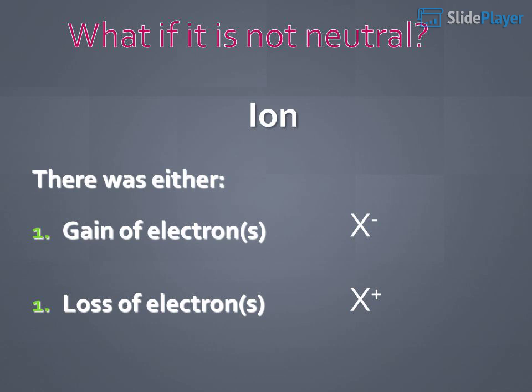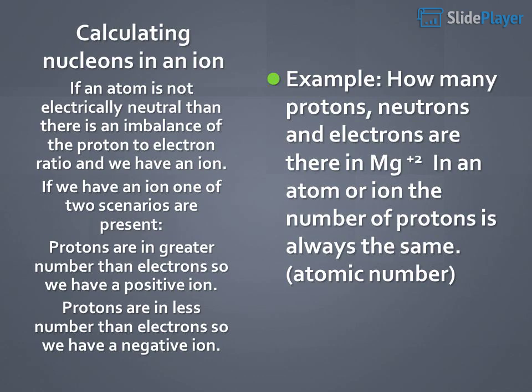Electrons equals 7. What if it is not neutral? Ion. There was either a gain of electrons or a loss of electrons: X minus, X plus. Calculating nucleons in an ion. Example: how many protons, neutrons and electrons are there in Mg 2+, an atom or ion? The number of protons is always the same as the atomic number. If an atom is not electrically neutral, then there is an imbalance of the proton to electron ratio and we have an ion.